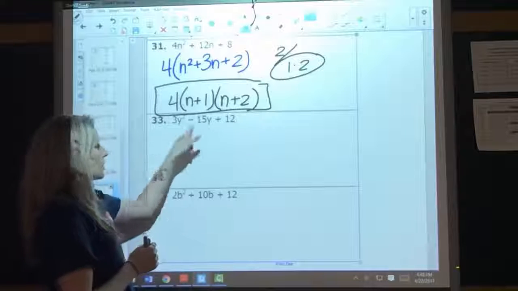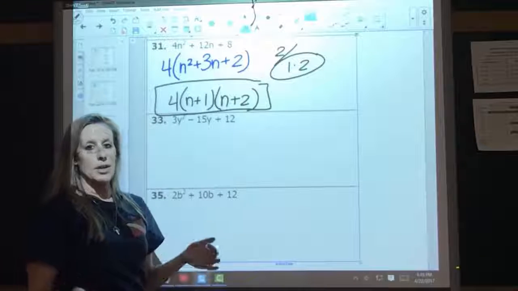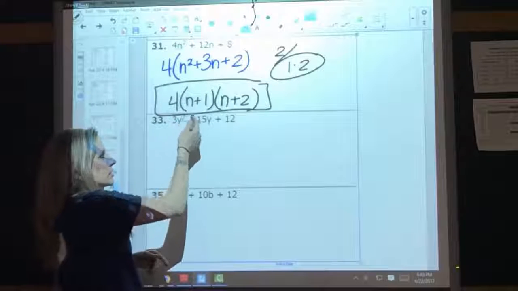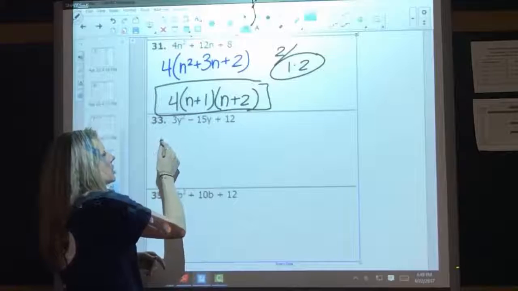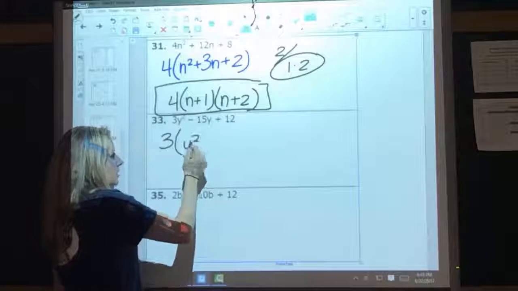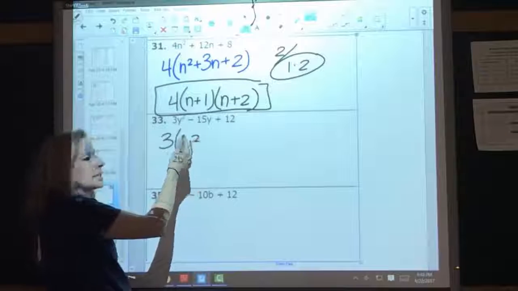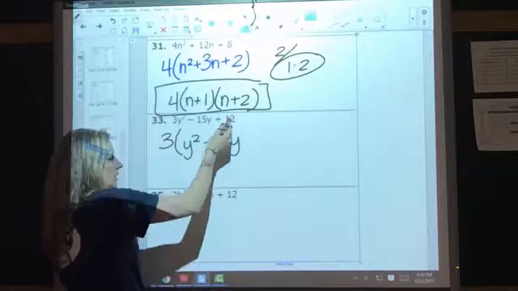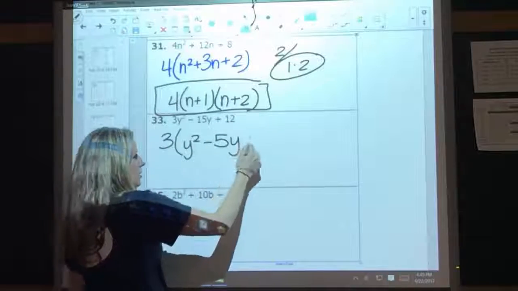33, I'm going to look at my 3 terms. Do they have anything in common? Okay, and they do. They have a 3 in common. 3 goes into all 3 terms. So I'm going to take a 3 out. So I'm left with y squared. Negative 15 divided by 3 is negative 5y. And 12 divided by 3 is 4.